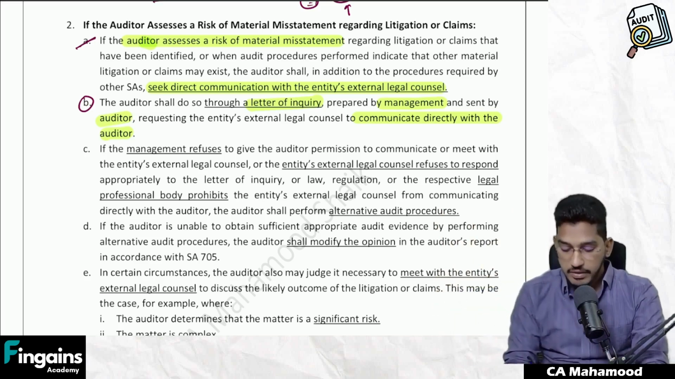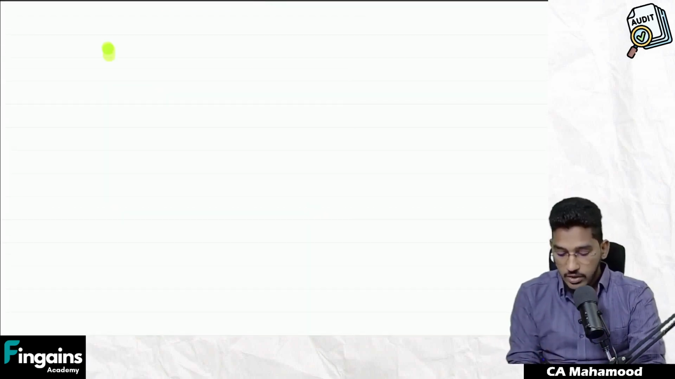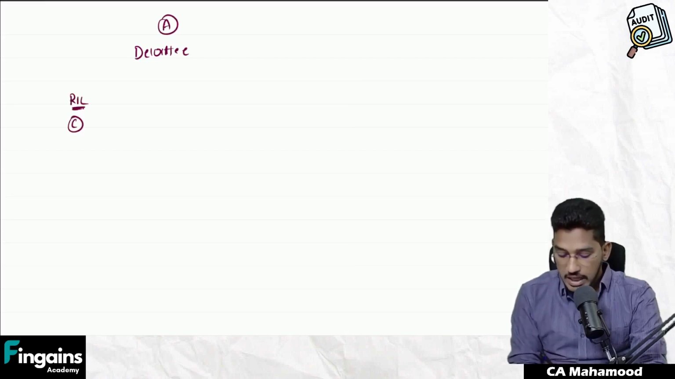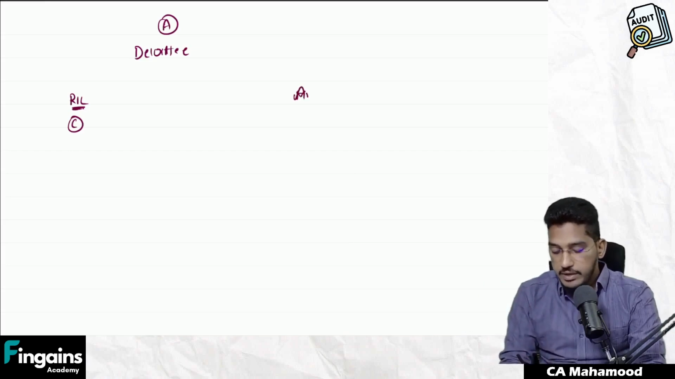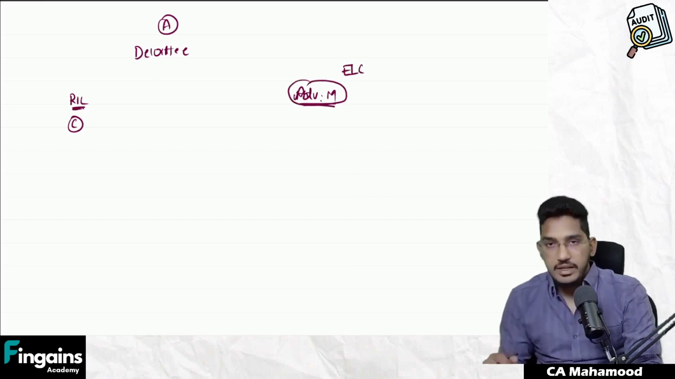So take for example, if I try to visualize the things here, assume that one of the big four entities, Deloitte, is the auditor. They are conducting audit of the company Reliance Industries Limited. So Reliance is a client. Now this Reliance Industries Limited, they have appointed some external lawyer, some reputed lawyer, advocate Mr. M. So advocate M, a famous lawyer, they have appointed this lawyer. Who appointed? Reliance Industries Limited. They have appointed this external legal counsel to fight the case for them.